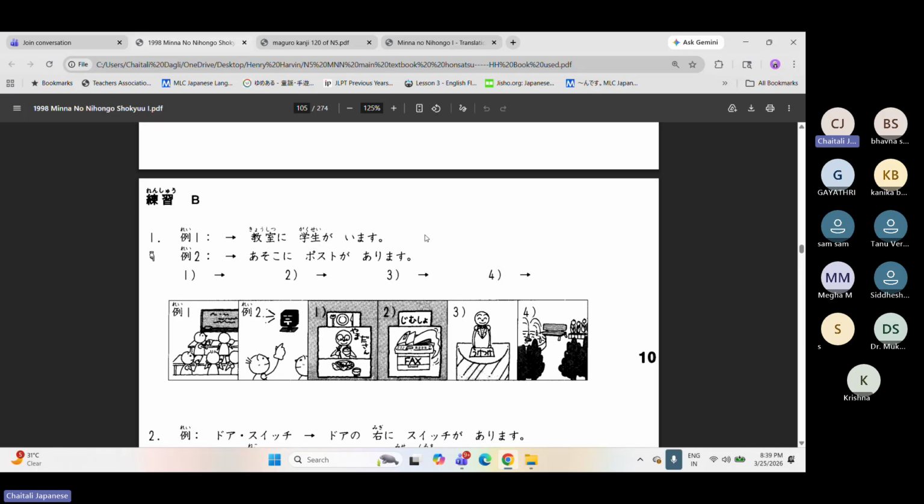Ga imas living beings. Asoko ni posuto ga arimasu. There is the post office or post box. Ga arimasu non-living being. Okay? Are we clear, everyone? Yes, ma'am.